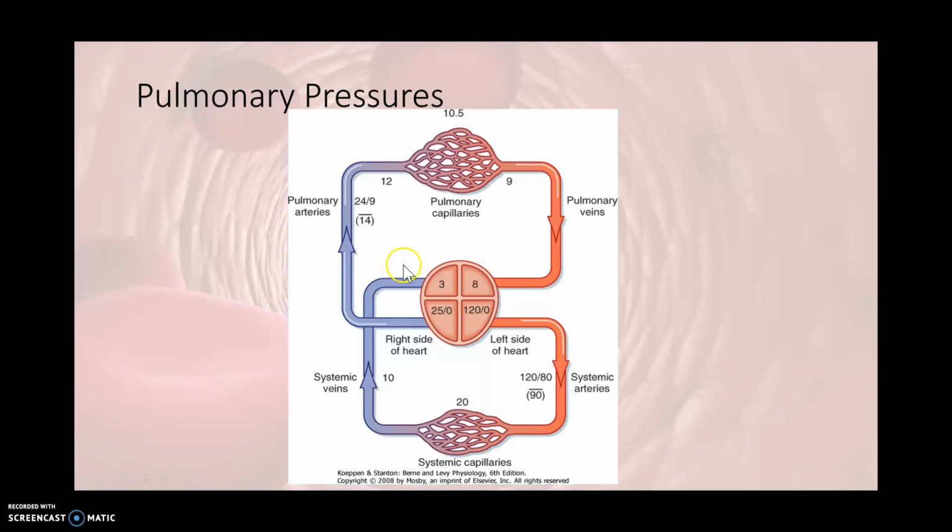Okay, so we see here, if we were to start here, very low pressure, but we need it to be low pressure coming to the right side of the heart, right? Because look at the systemic veins coming back to the heart. It's only at 10 millimeters of mercury, so we need it less here in order to govern flow into the right side. Then we pump the blood out of the right side of the heart.